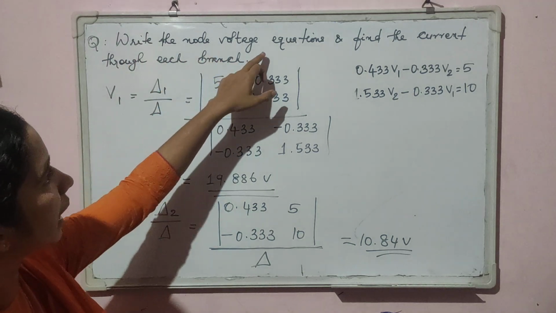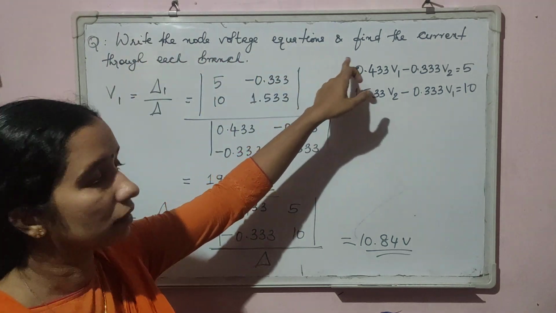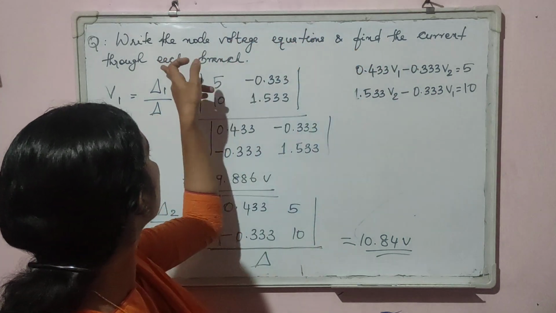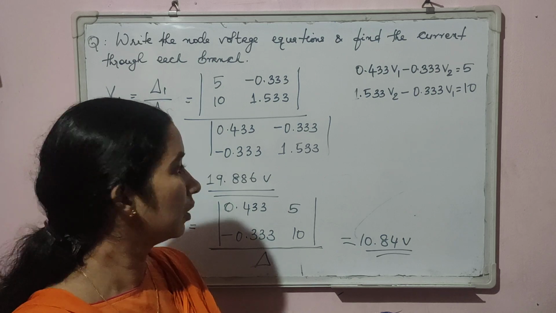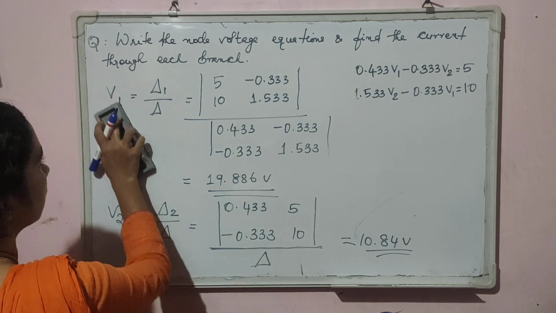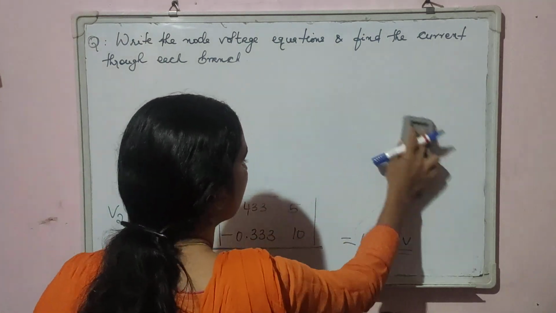So we have been asked to calculate the node voltages, to write the node voltage equations and calculate the current through each branch. So we have to calculate the current through the different branches. Okay. So let us calculate the currents.